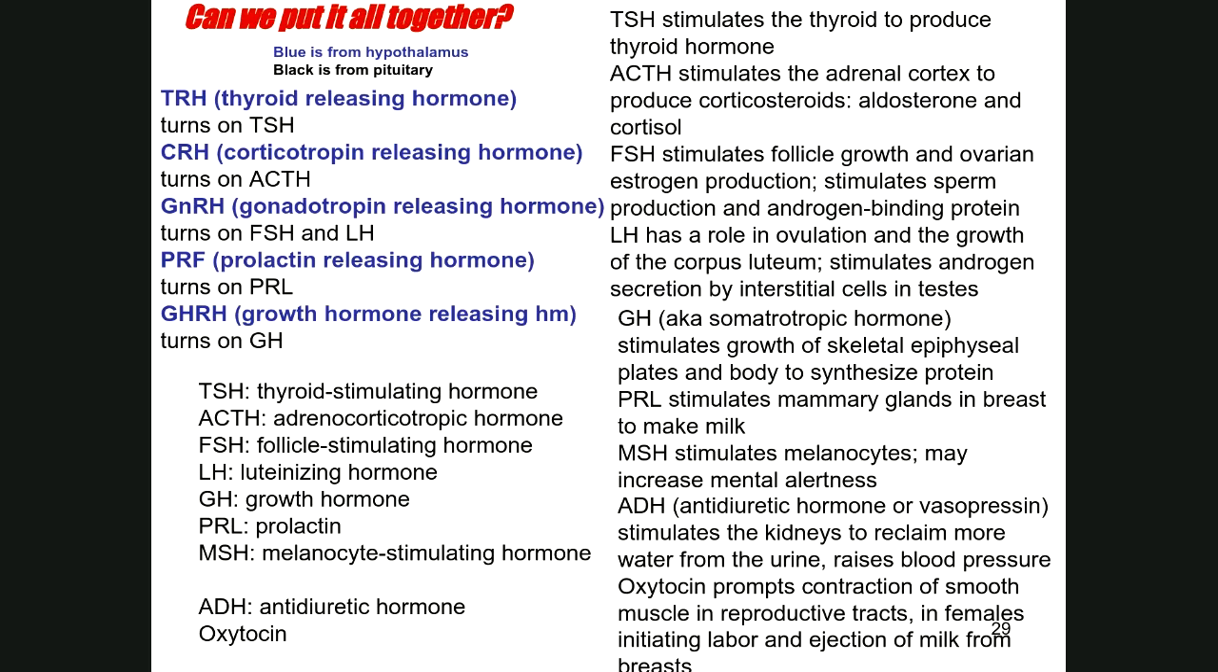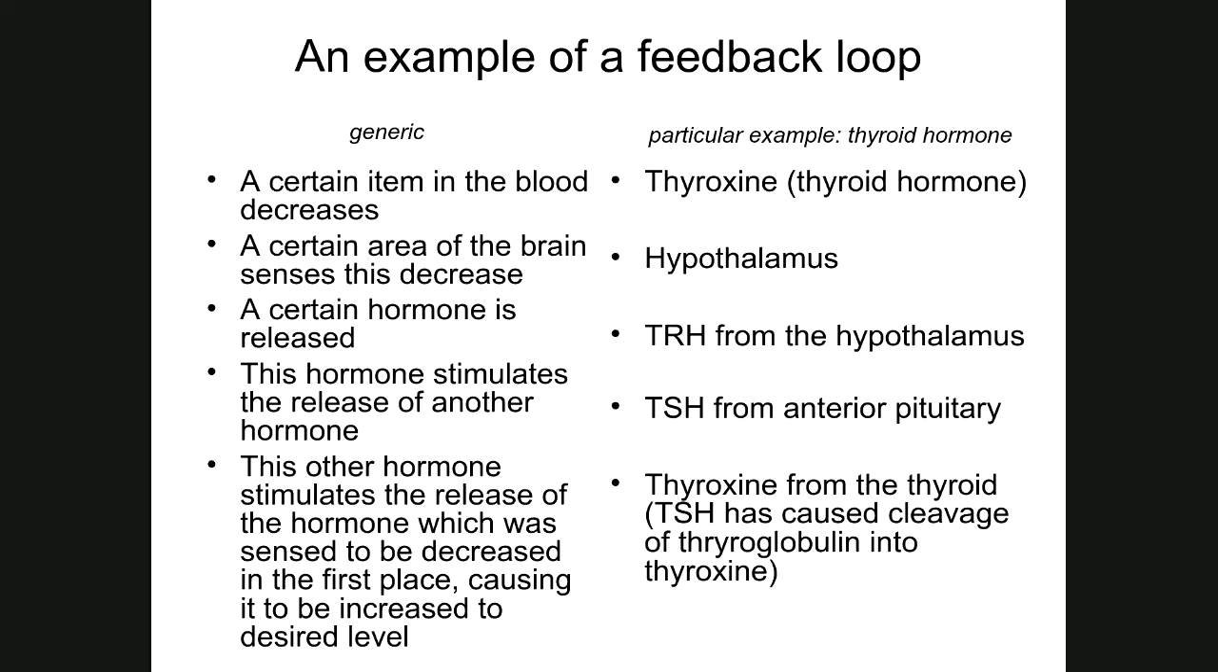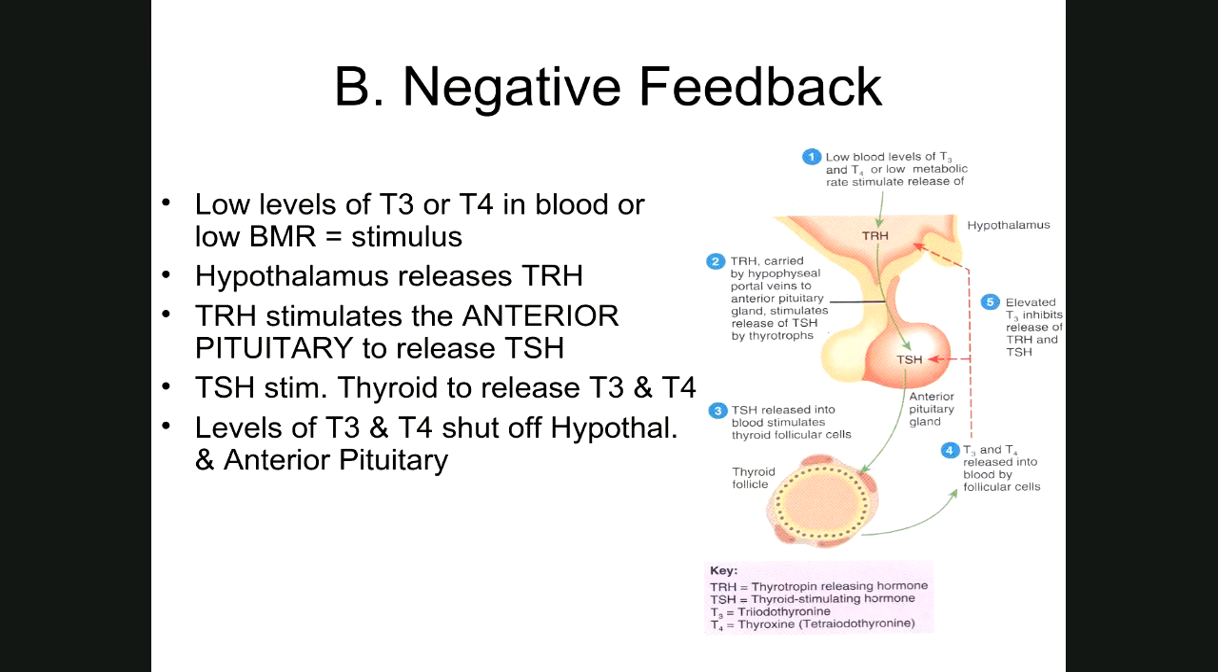So I talked about it, but it's over here. I love to see it by pictures. So with a low level of T3 and T4, the hypothalamus will release thyroid releasing hormone. The thyroid releasing hormone will stimulate the anterior pituitary gland, not the posterior, the anterior, that will release the thyroid stimulating hormone. The thyroid stimulating hormone will stimulate the thyroid follicle to release T3 and T4, until it reaches the desired level, the physiological level.